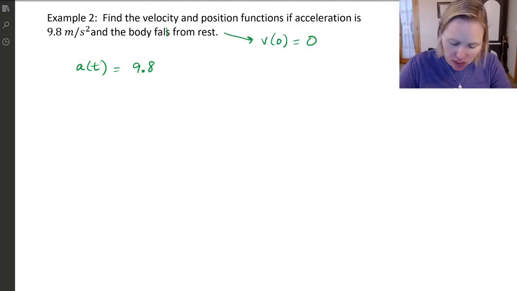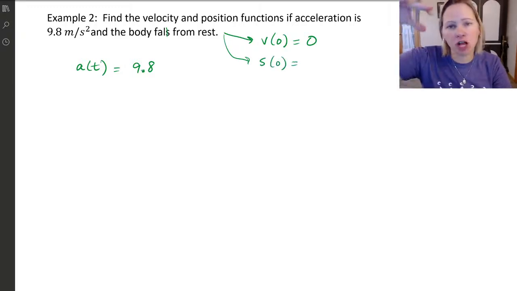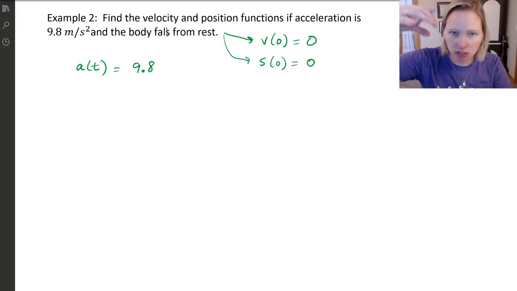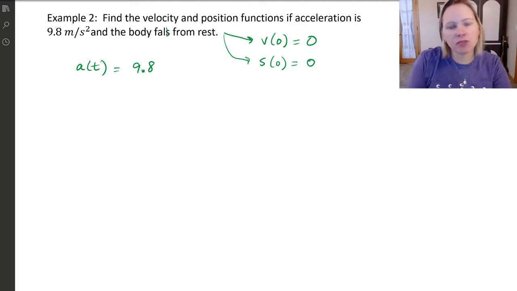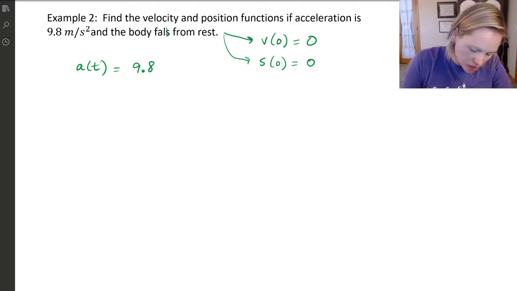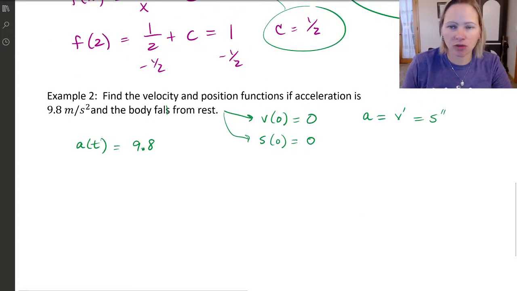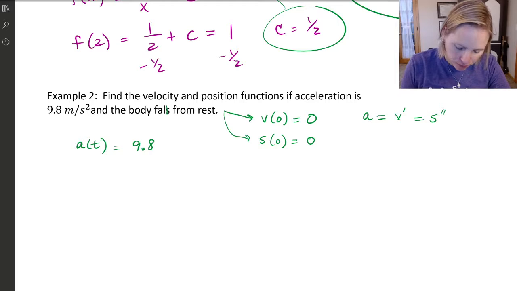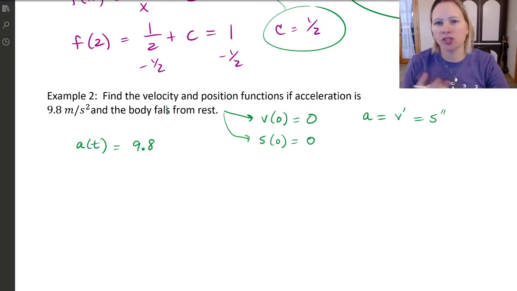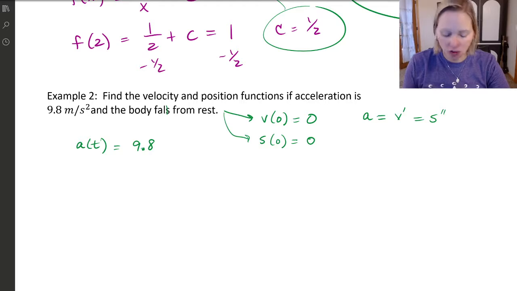I can also glean from this that because I'm falling from a rest, my initial position, because I'm being dropped, I can also assume is 0 because at 0 seconds it's fallen 0 meters. So I know my initial position and I know my initial velocity. So now I'm going to remember that acceleration is the derivative of velocity. It's the second derivative of the position. So I need to remember this relationship here with my acceleration and my velocity. So now that I've kind of established that derivative relationship, now I can go ahead and find all my antiderivatives.